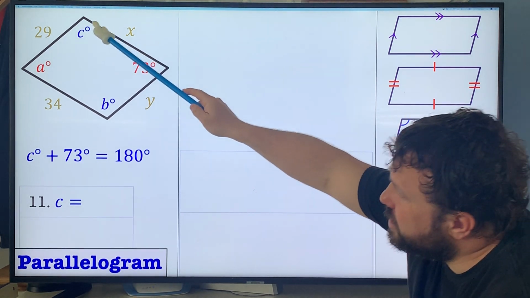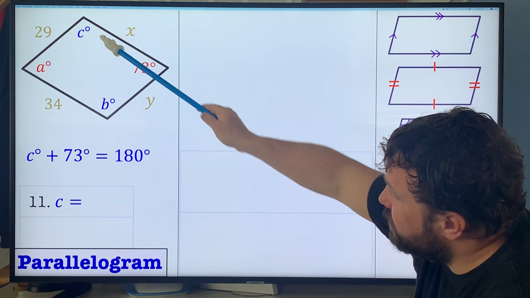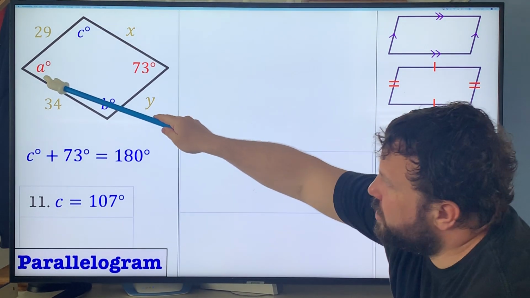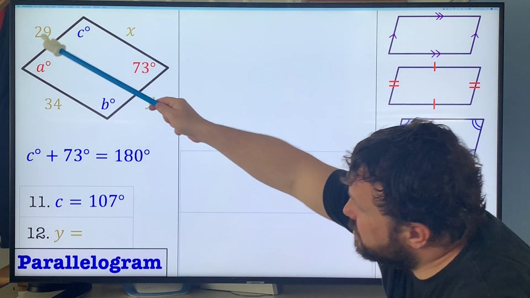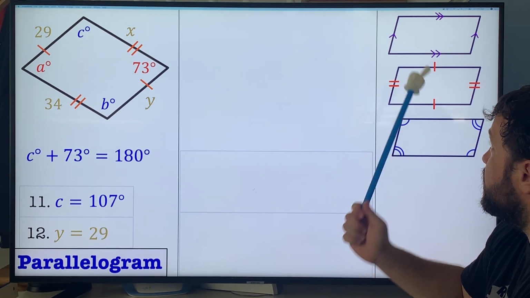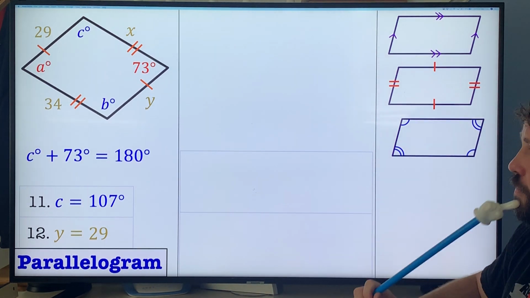And we know that adjacent angles are supplementary. So C plus 73 equals 180. So C has to be 107. So this is 73, 107, 107. Now if you want to find out what Y is, 29. All right, opposite sides are indeed congruent. X would be 34. Got it?